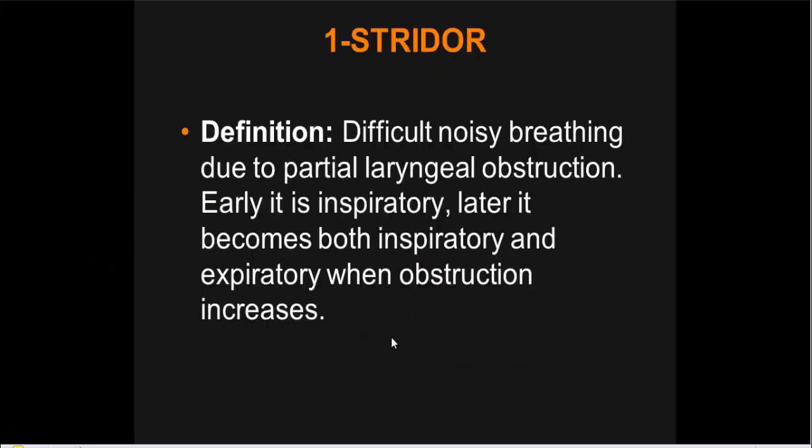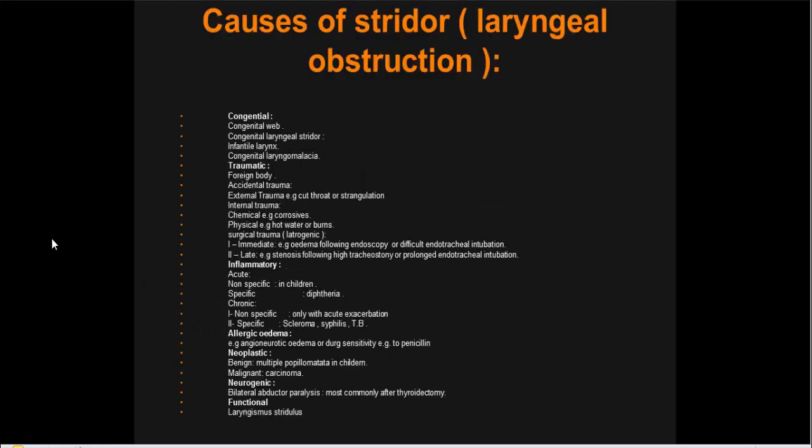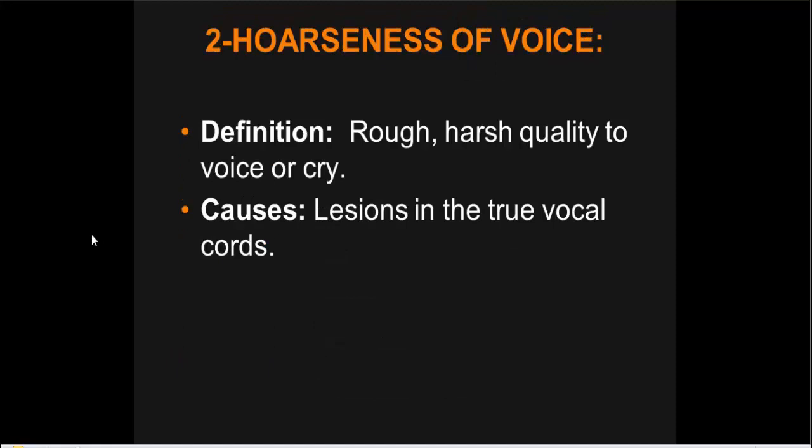Stridor, what's the definition? Stridor is difficult noisy breathing due to partial laryngeal obstruction. Early it is inspiratory; late it becomes both inspiratory and expiratory when the obstruction increases. These are the causes of laryngeal obstruction stridor.